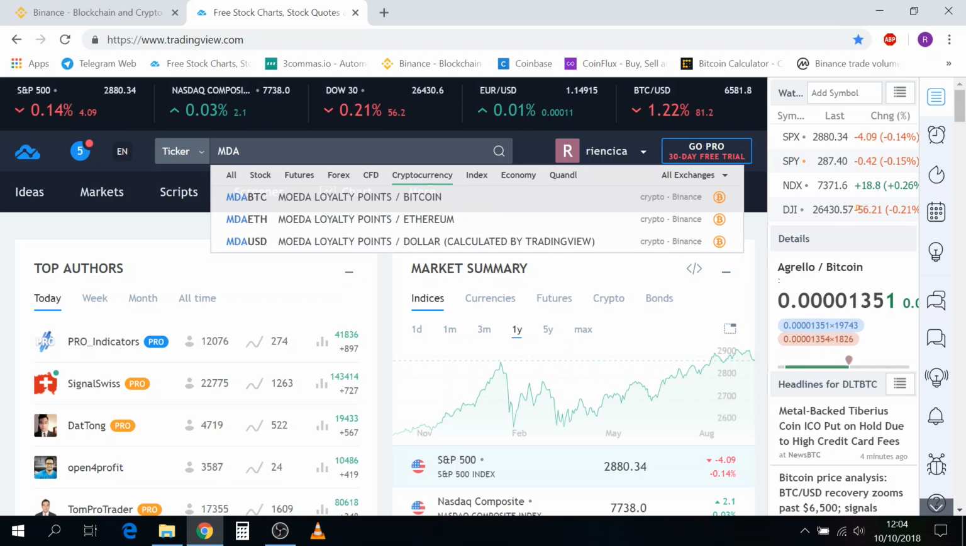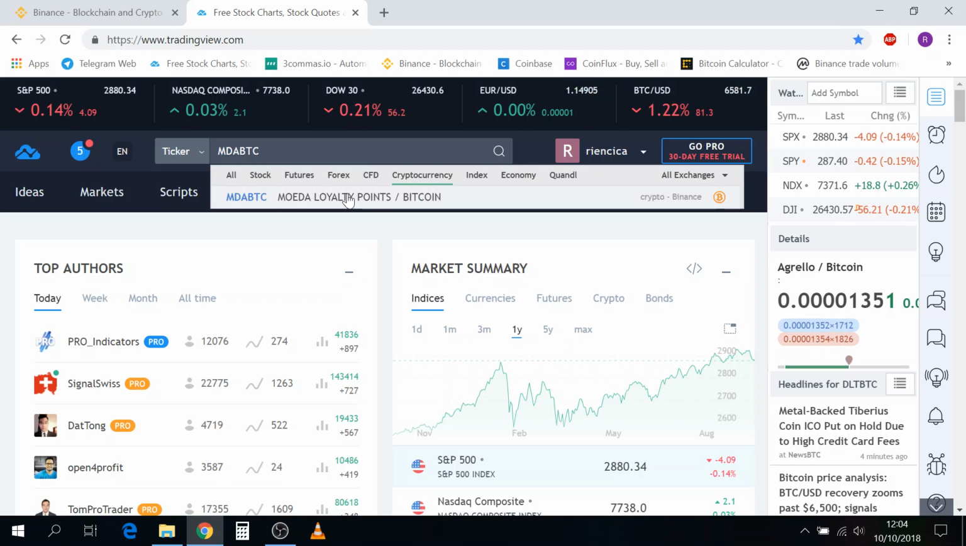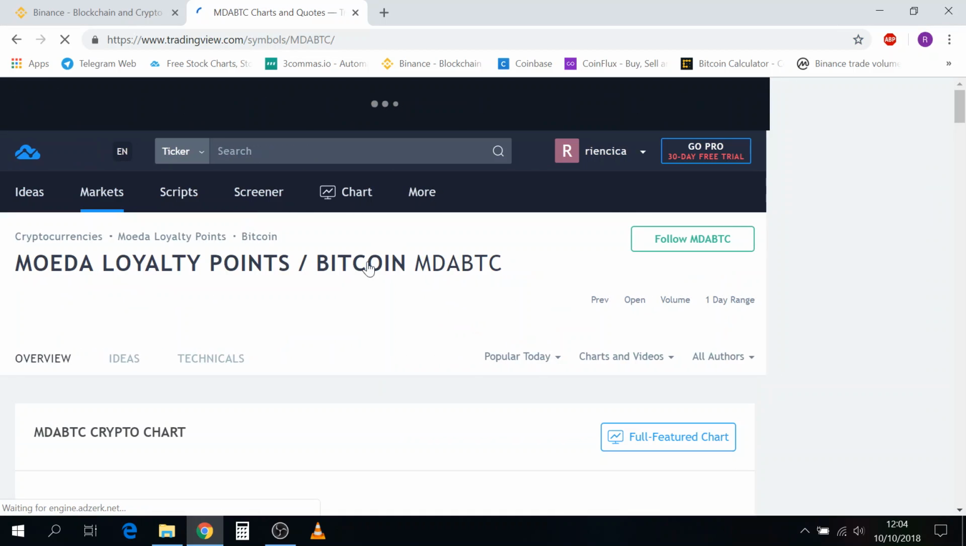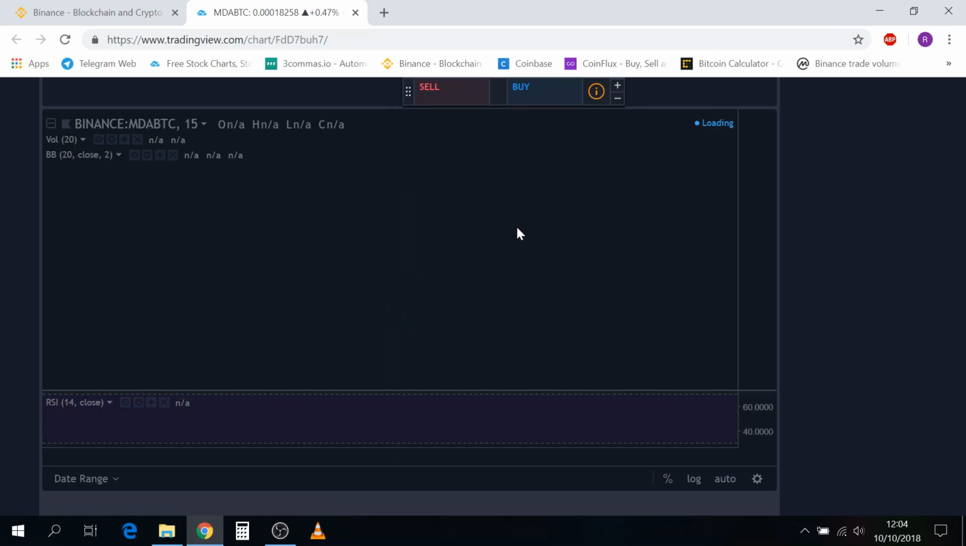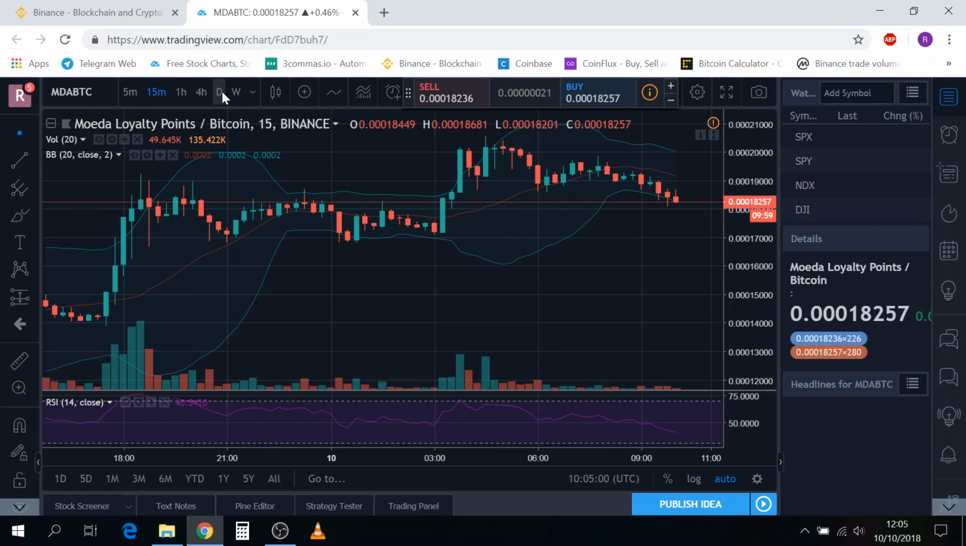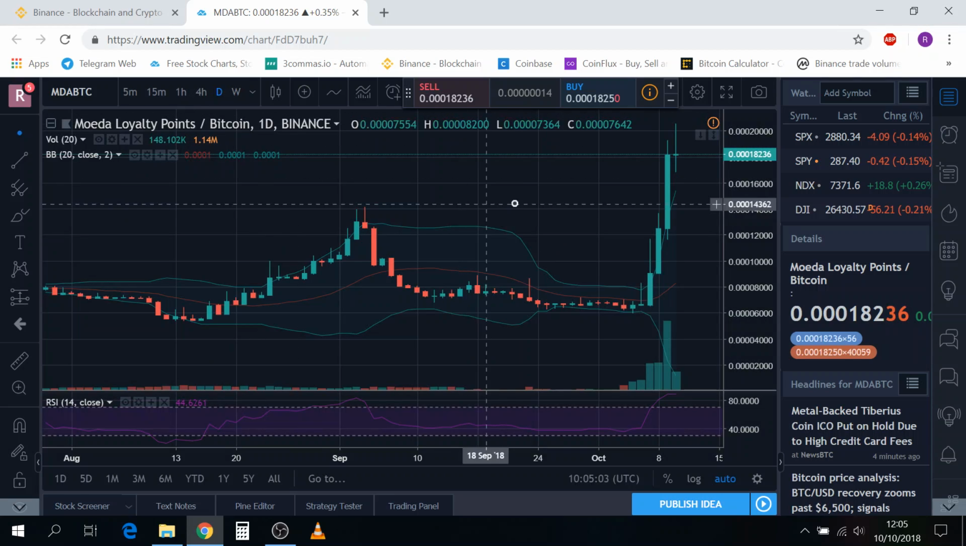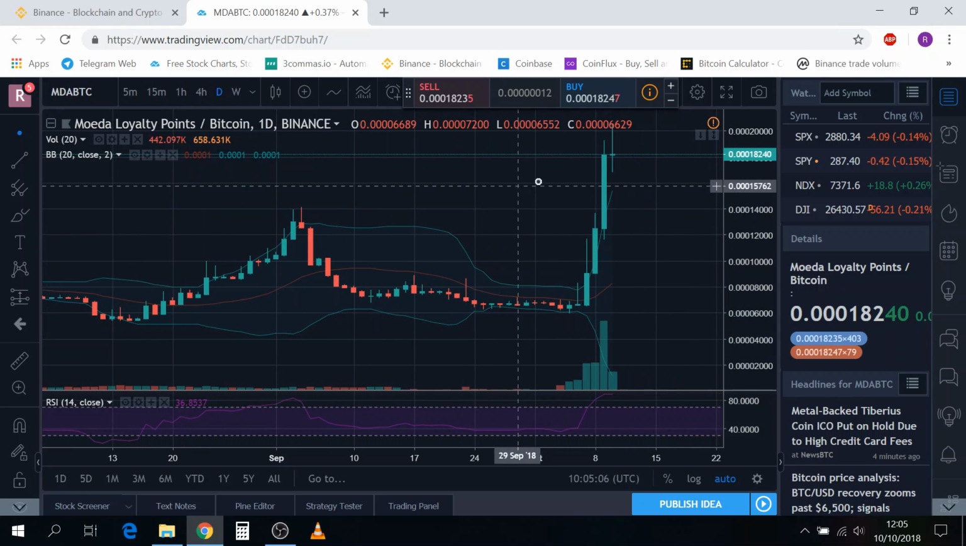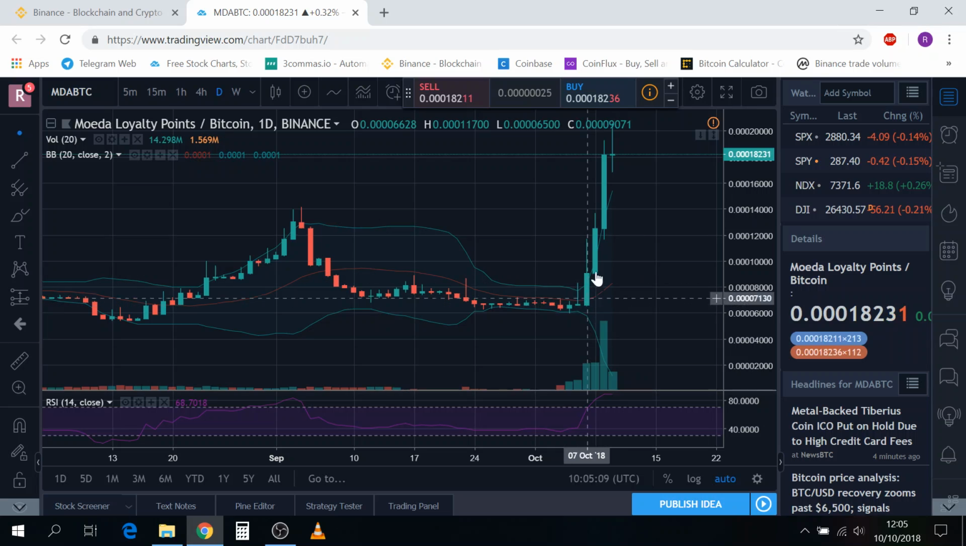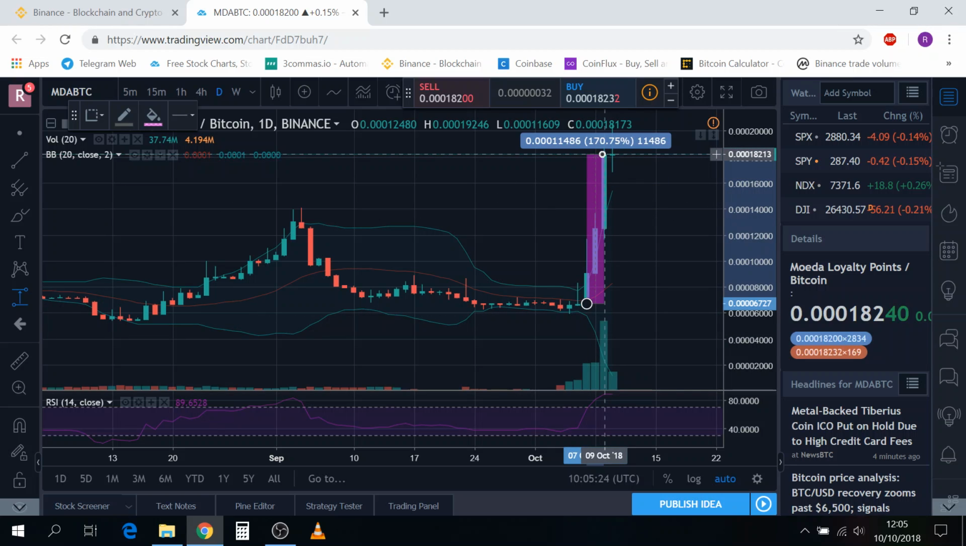So we said MDA. We'll go to MDA BTC on Binance. I'm going to open the chart. And let's see. First, we'll start with the daily chart. What we can notice on the daily chart is that for about 4 days, MDA has been rising. It has an amazing pump. Let's see how much exactly. We're at about 170%. That's huge.